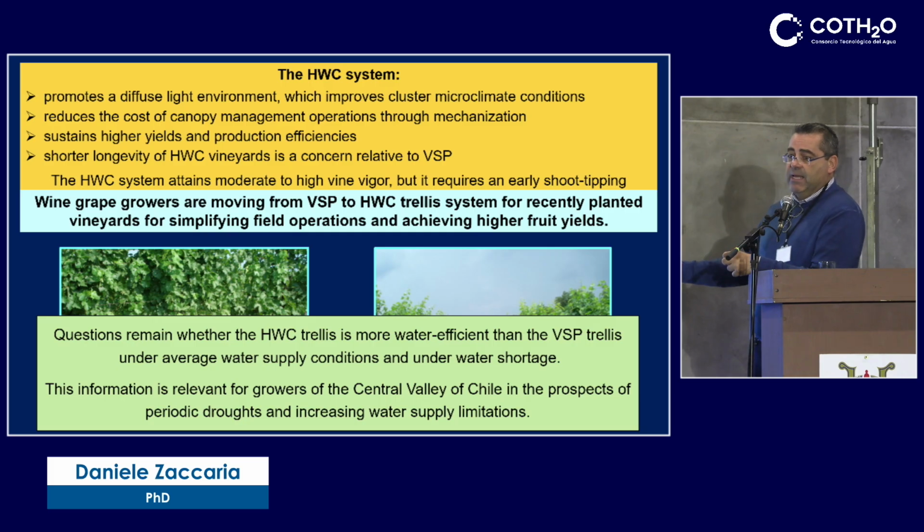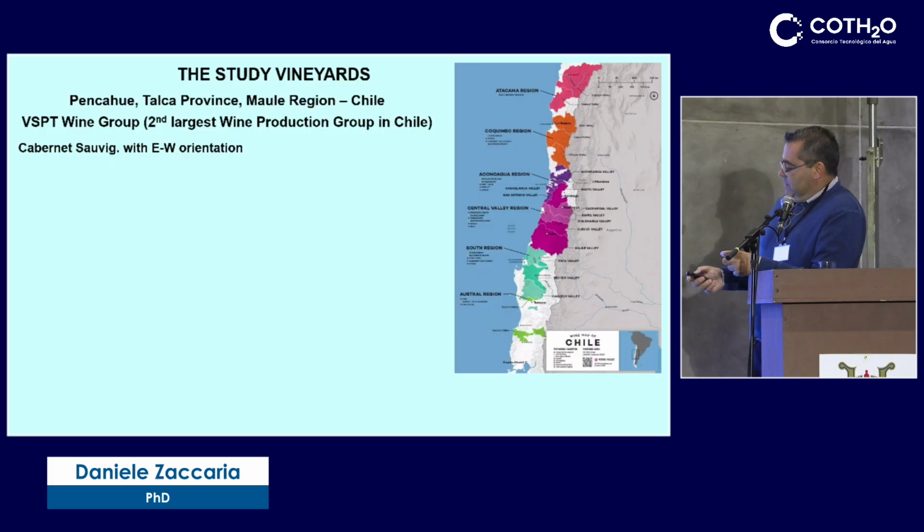And this is kind of important in Chile, as in California and many other semi-arid climates, because we are expecting more drought and more severity of drought, all right? So the area where we worked is the Central Valley part, the Pencahue and the Talca province and region of Maule. And again, Viña San Pedro de Tarapacá was our grower collaborator.